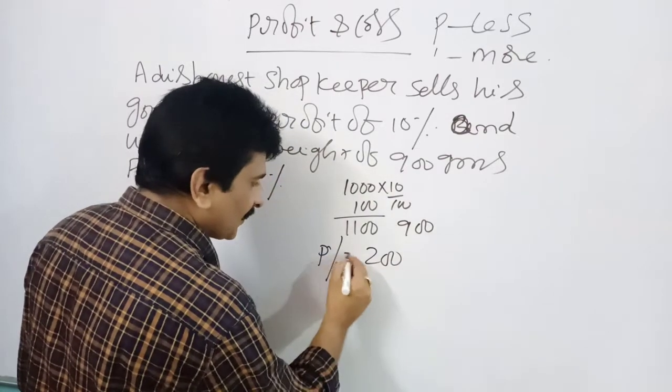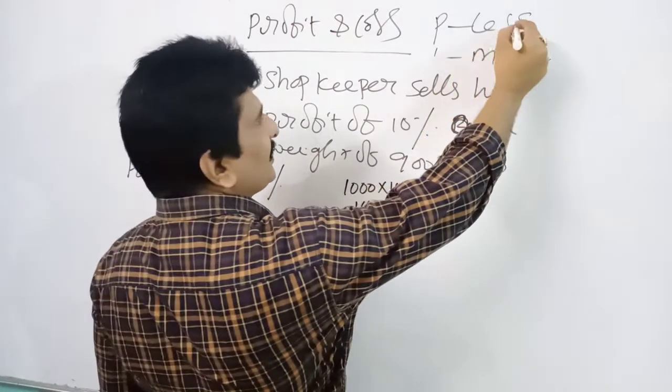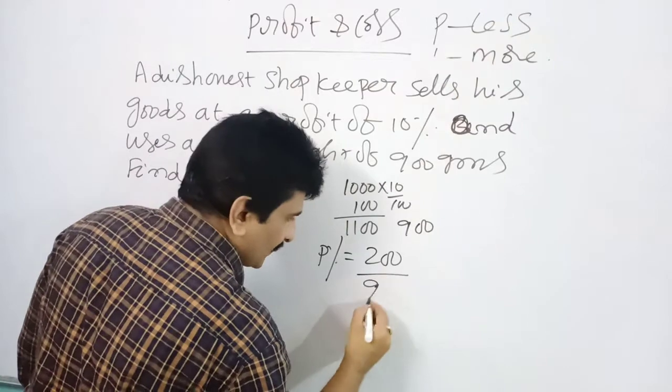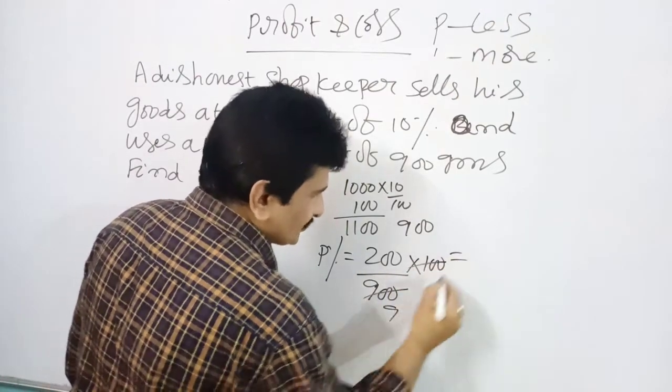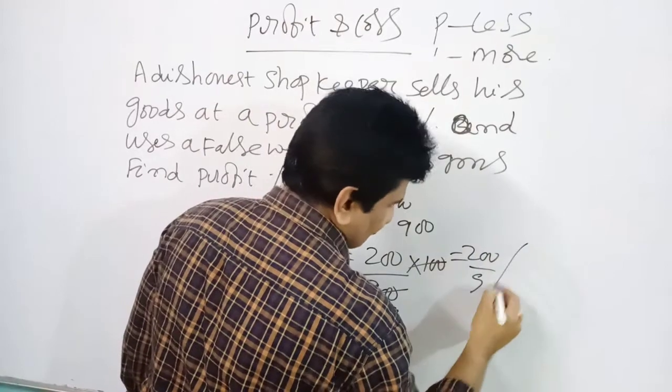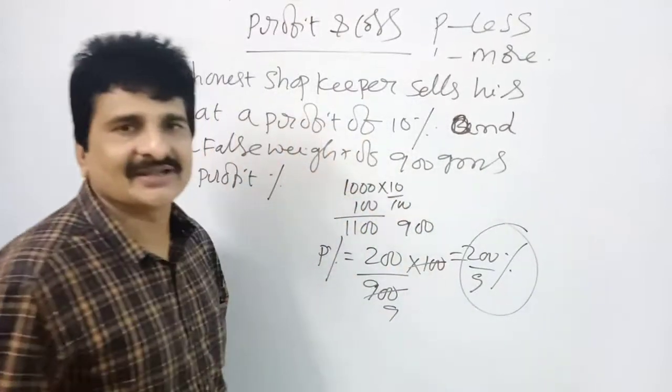Now we have to find the profit percentage. When profit is obtained, the lesser value will be the CP. That's why we have to write 900 into 100. So the answer is 200 by 9%.